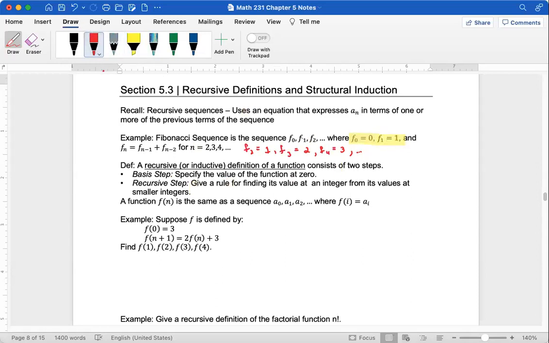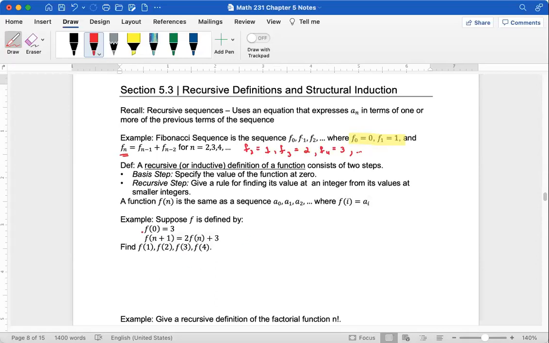So by defining those two, they gave us the basis of where to start. And then they gave us the formula for how you produce the next term. You add up the two previous terms, okay? So the recursive step is to give a rule for finding its value at an integer, and its value is based on smaller integers. So let's look at an example of this. It's going to be very similar to sequences.